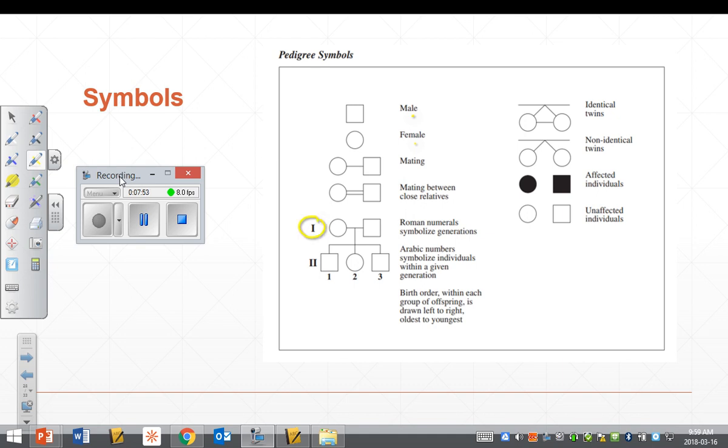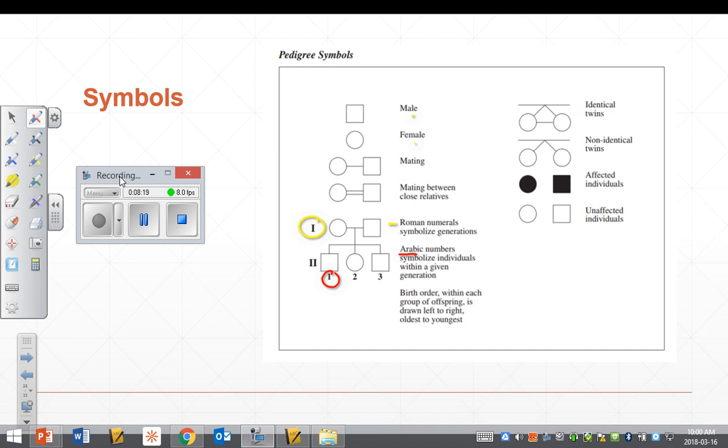There are Roman numerals. They're on the side. So an I for 1, 2 I's for 2, 3 I's for 3, IV for 4. They symbolize generations. Underneath each individual, there are Arabic numbers. Those are these ones. Yeah, regular numbers. Regular numbers are Arabic numbers. That's what they're called. They symbolize individuals.